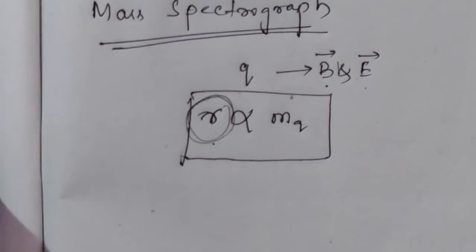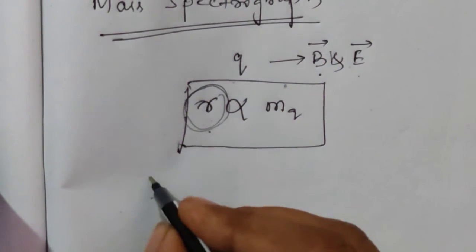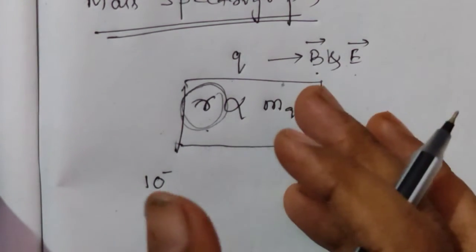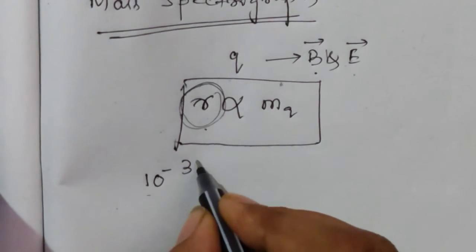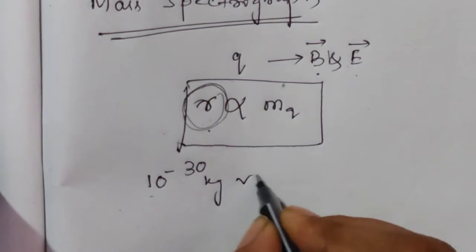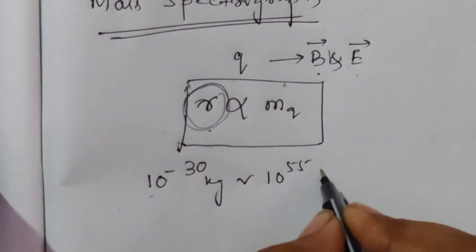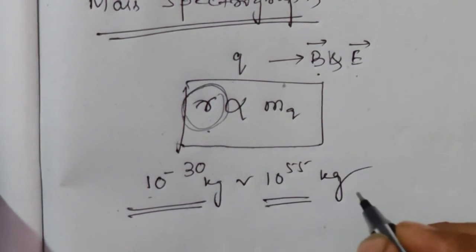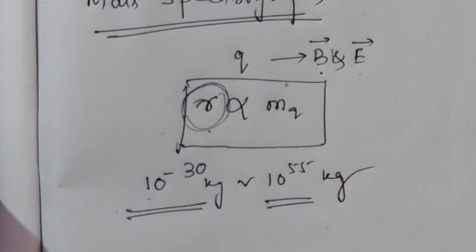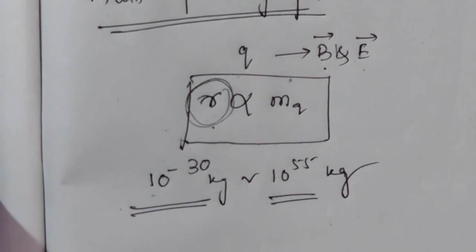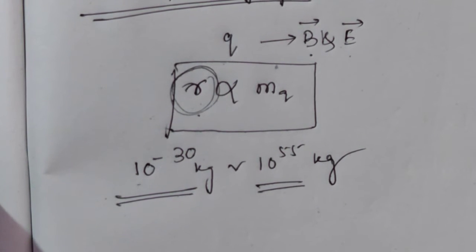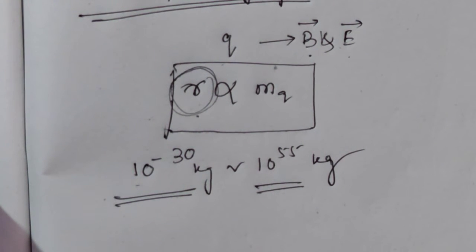Okay, so on a standard basis, we can say the mass of any particle, whether it is subatomic particles or atomic substance, varies from 10 to the power minus 30 kg to 10 to the power 55 kg. This is the lowest value and this is the utmost possible value of anybody. Okay, clear? Now this is all about the measurement of mass, and also we know how to measure the mass of any physically observable substance.